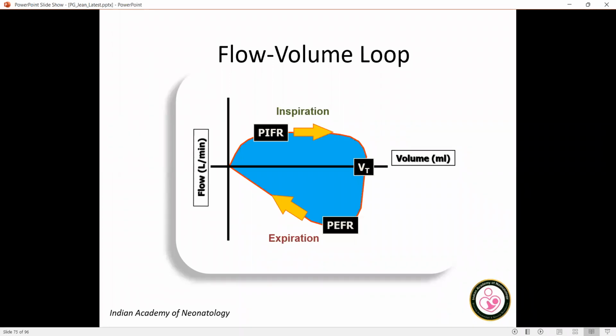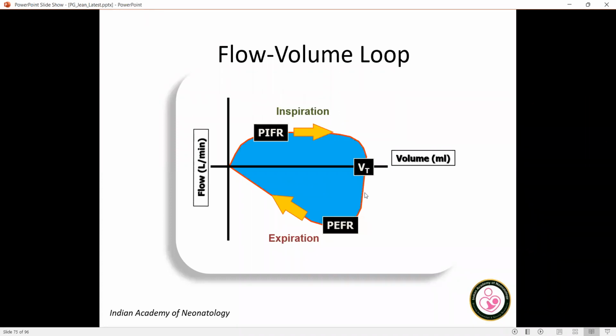Here the inspiration is represented in the upper part and expiration in the lower part. The inspiration begins at the origin of the graph, which is a zero flow state. It increases and reaches the peak inspiratory flow rate, then decelerates and reaches the zero flow state. At this point we can see the maximum tidal volume attained, where it crosses the volume axis, representing the delivered VT.